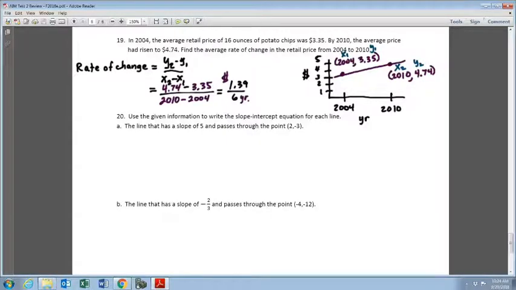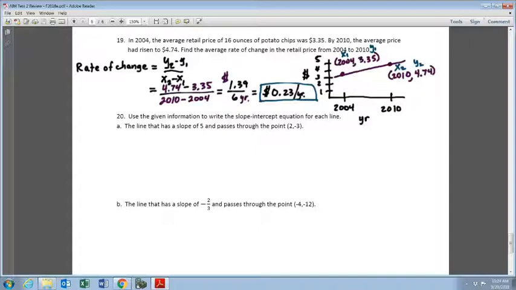And so when we get our final answer by dividing here, we're going to get 0.23, and that's going to be per year. So that's the amount of money that the price is going up by each year on average during this period of time. All right, let's move on to number 20.